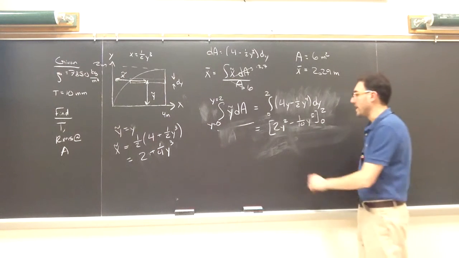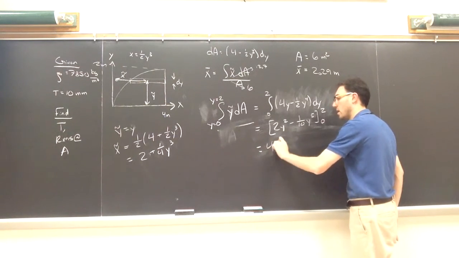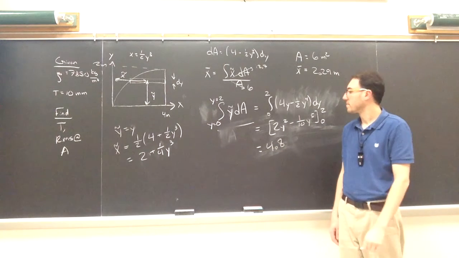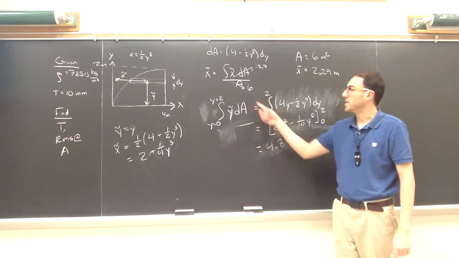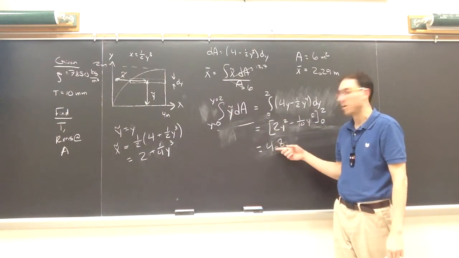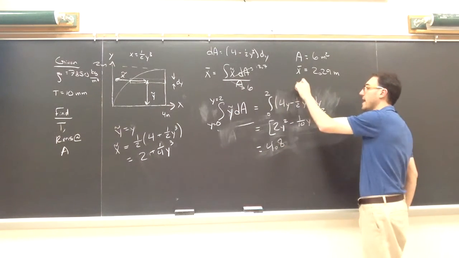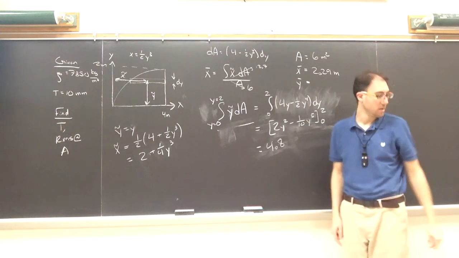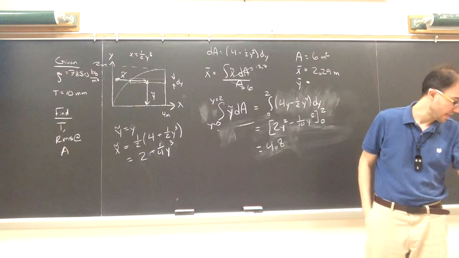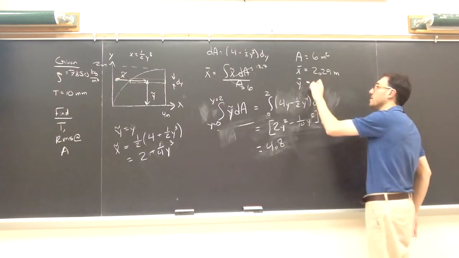And I'll get 4.8. I divide that numerator then by A, so I'll do 4.8 divided by 6, and that gives me my value for y bar. So y bar is going to be located at 0.8.